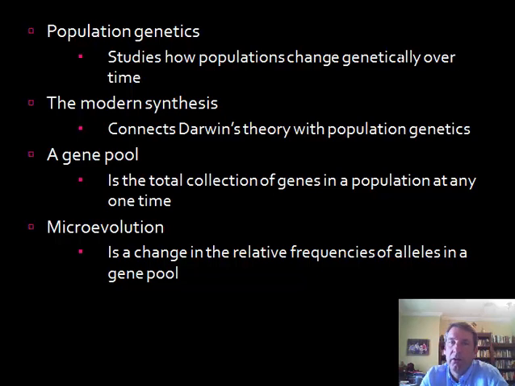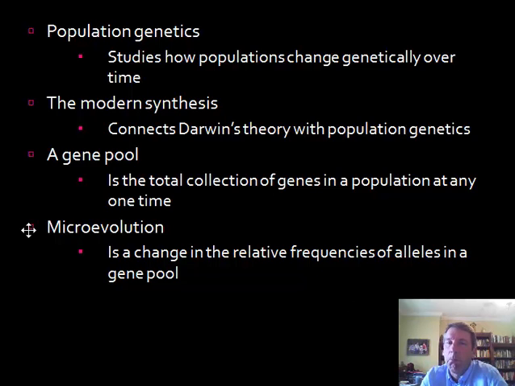Let's see. So I mentioned the modern synthesis. Again, the modern synthesis, sometimes called neo-Darwinism, is an attempt to connect Darwin's theory to the study of genetics. And again, the level of population is where we look at that.